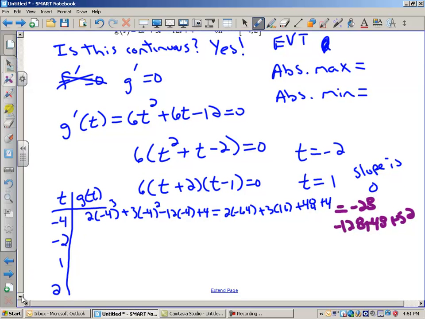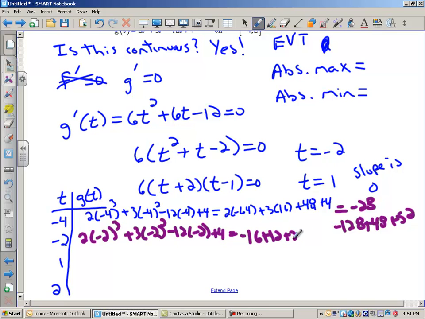Let's do the same thing for -2. 2 times -2 cubed plus 3 times -2 squared minus 12 times -2 plus 4. -2 cubed is -8 times 2 is -16. -2 squared is 4 times 3 is 12. Plus 24 plus 4. So that looks like we are at 24.